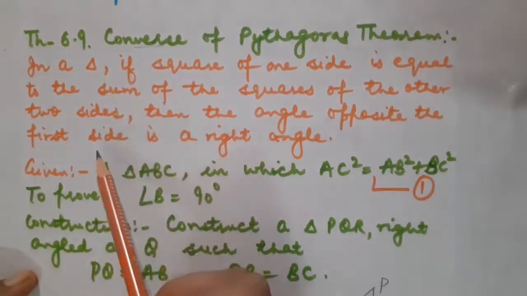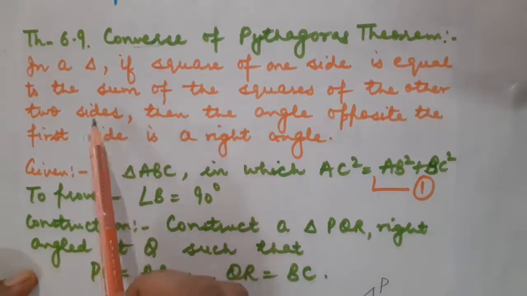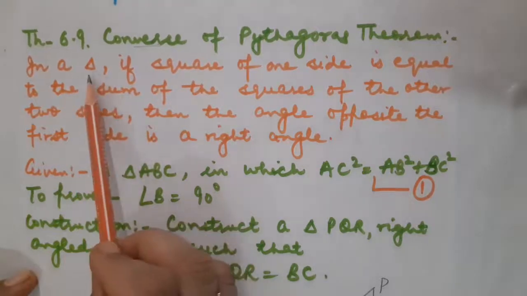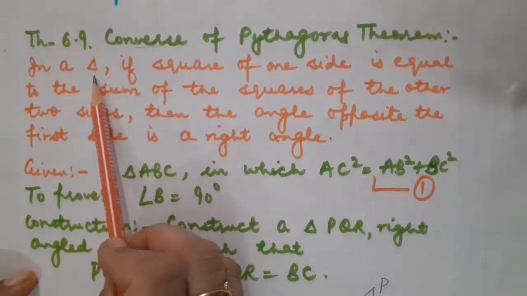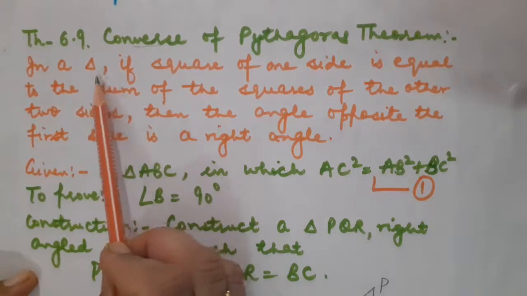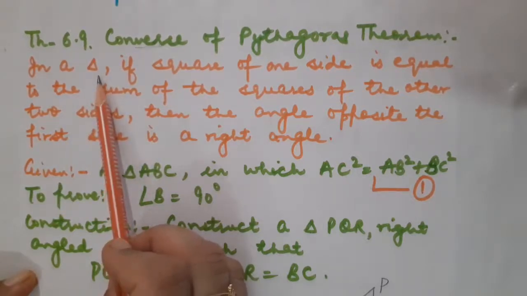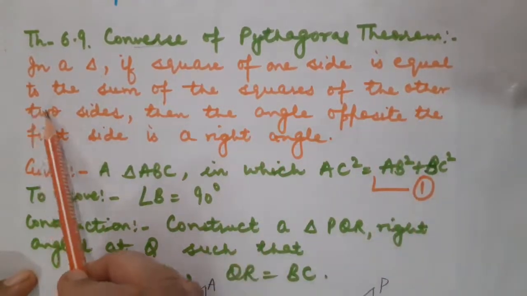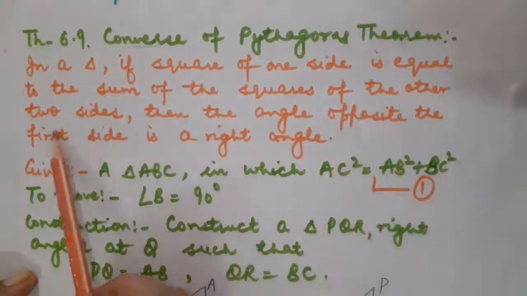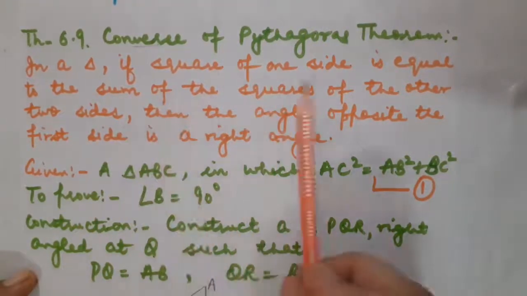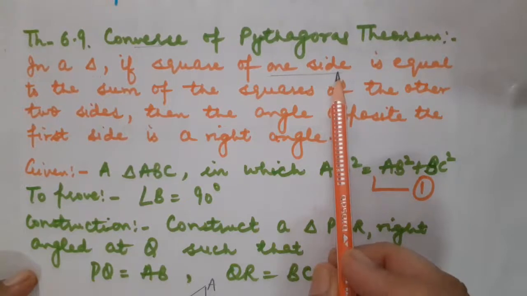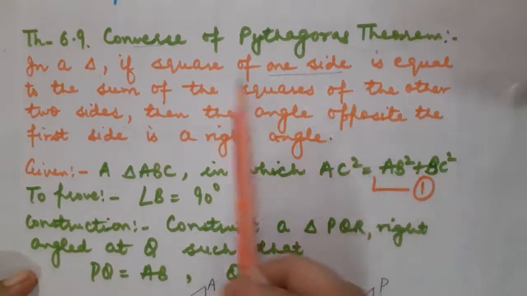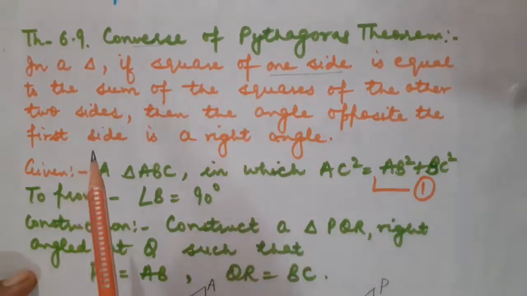So let us read its statement so that we can conclude what is given and what we have to find out. So in a triangle, here you will be having given a triangle, a simple triangle. There is no specification given that what kind of triangle is given. Okay. If the square of one side is equal to the sum of the square of the other two sides. Here we do not know what is the name of that particular side whose square is equal to the sum of the square of the other two sides. Means we do not know whether it is a hypotenuse or not.